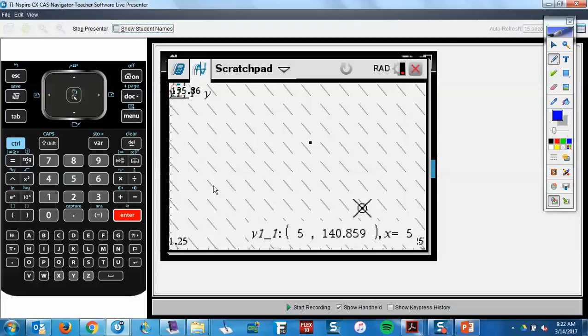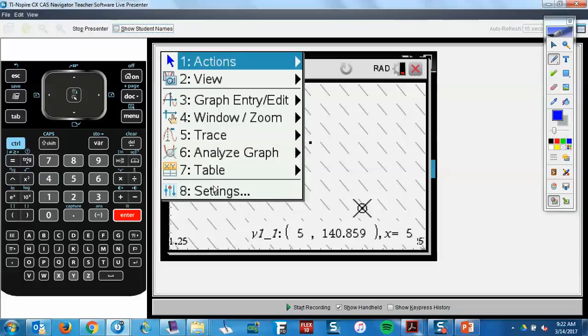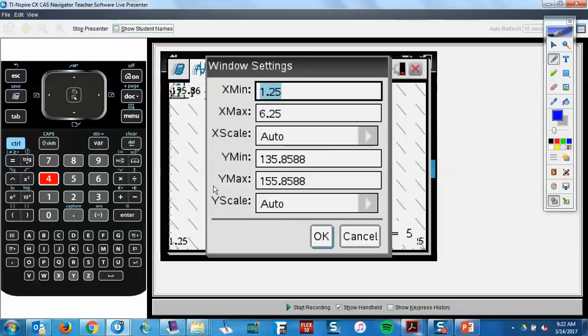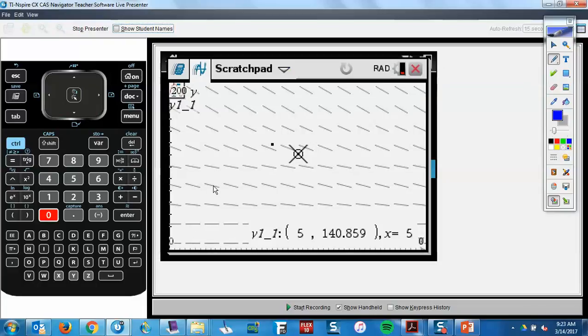If we want a little better graph here, we could go to window settings. Let's start at an X of 0. Let's go out to 10 minutes, let's say. For Y, we're going to go down probably to room temperature, 70. So let's make 60 our minimum. And it started at 190, so let's go 200. So our Y is our temperature. Okay.